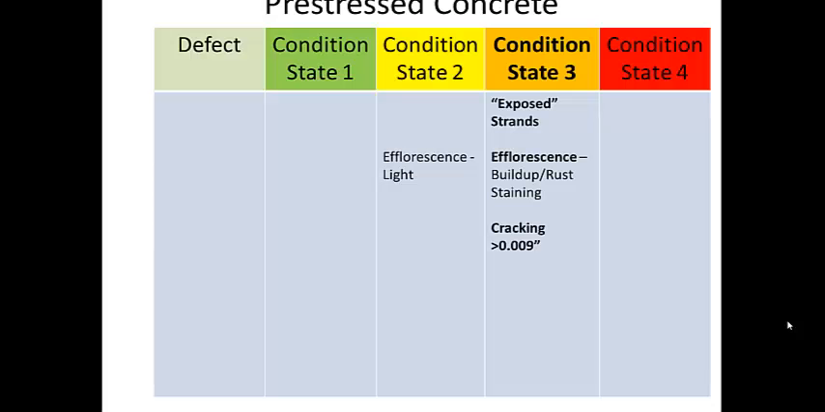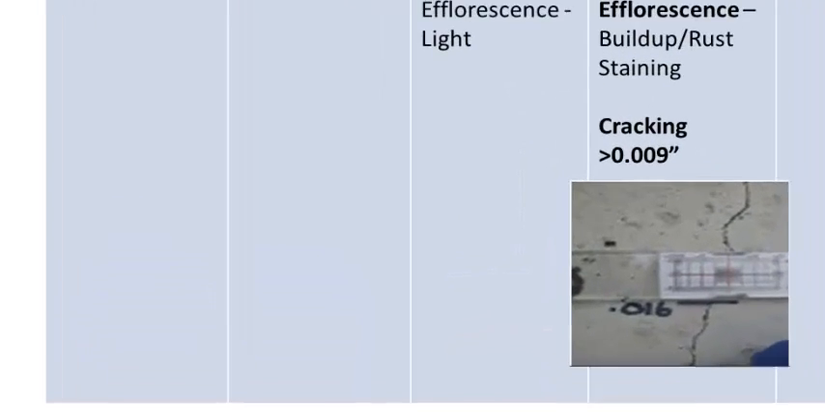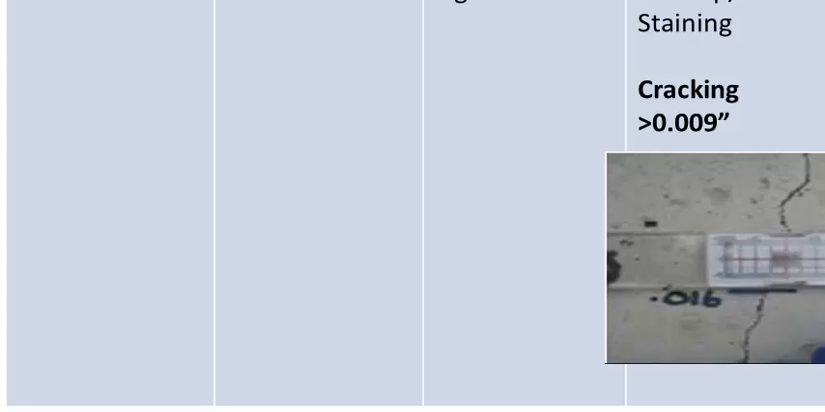Cracking, well, we tolerate less cracking for pre-stressed concrete. You can see the dimensions pretty small. Cracking wider than 0.009 inches is going to go into condition state 3. And not the only, but certainly one of the best ways to objectively track cracking, whether it's growing or not through the seasons, is a crack gauge that you can adhere to either side of the crack and watch as it moves two-dimensionally.